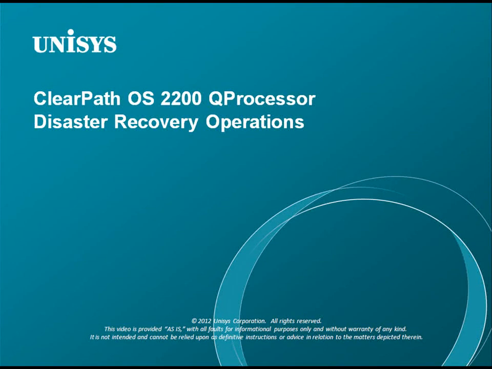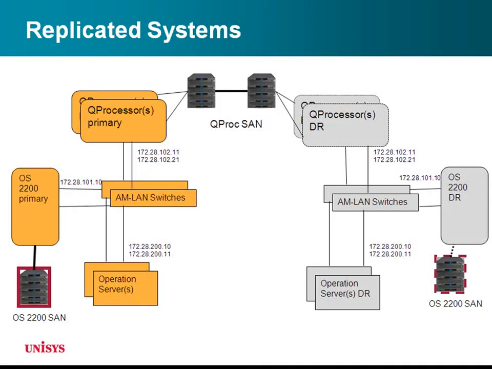OS 2200 QProcessor, Disaster Recovery Operations. Let's take a look once more at what the replicated systems look like. They are two totally separate AM LANs with duplicated QProcessors, OS 2200 partitions, and operation servers.